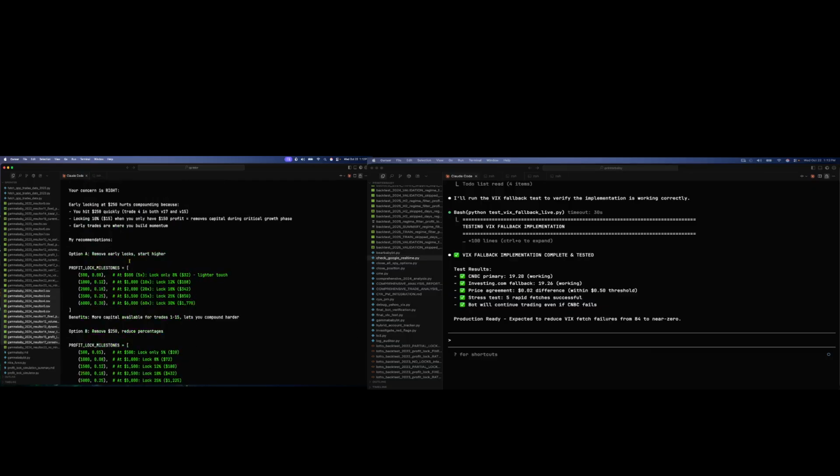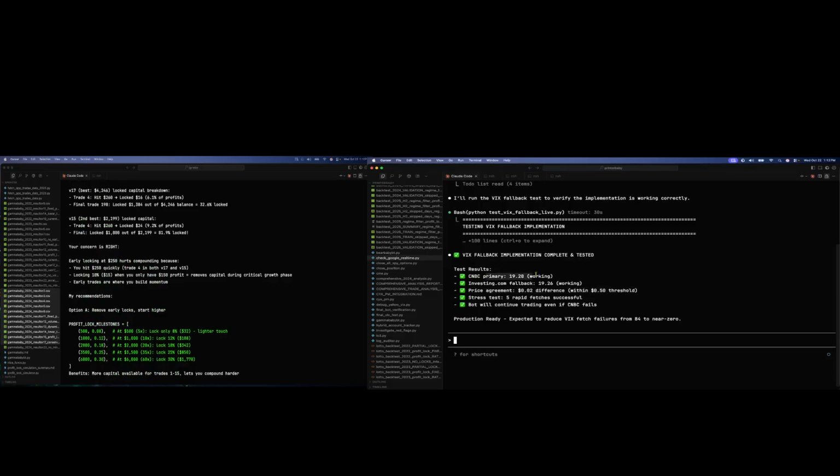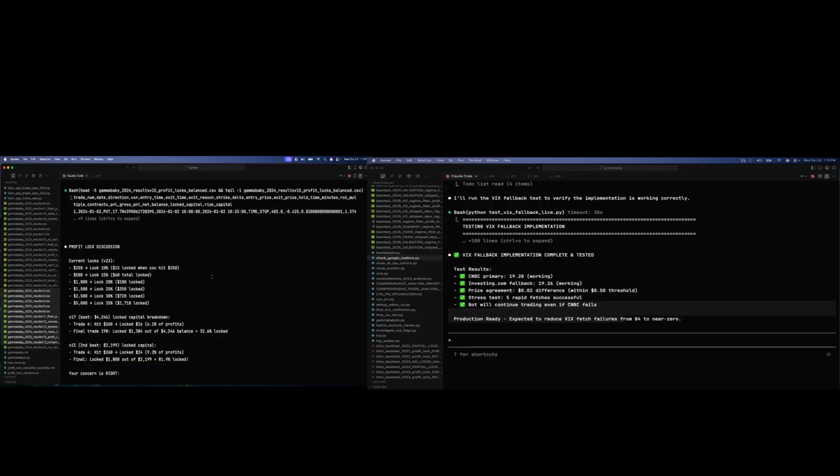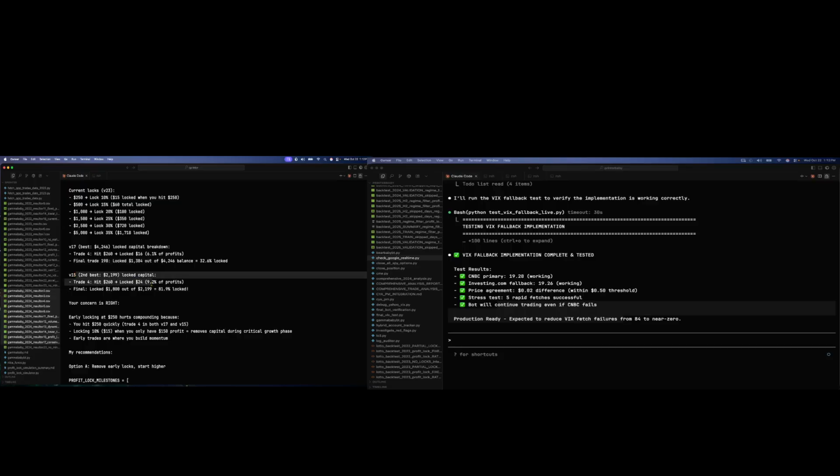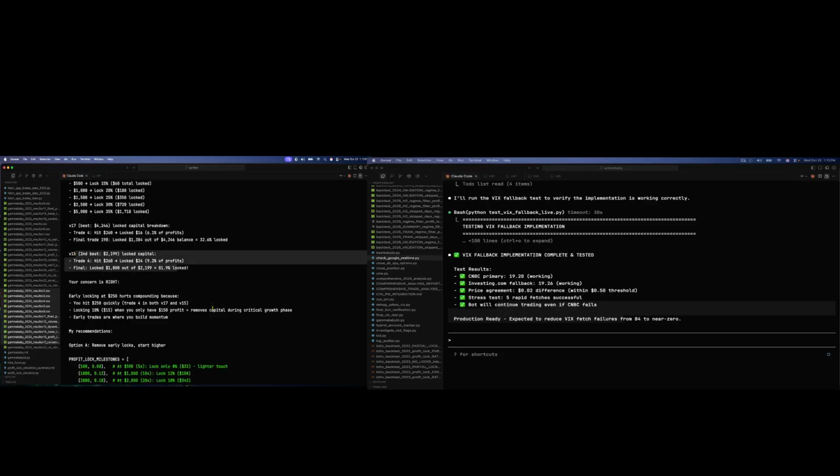All right, I'm going to come back here. You said you're good, working. Difference is within the 50%. Stress test 5. Block could continue even if. Okay, perfect, so you're working. The current locks: 15% when you hit 250. When locked, okay. 17. 4 trades locked at. Final. 32% locked. 81% locked.